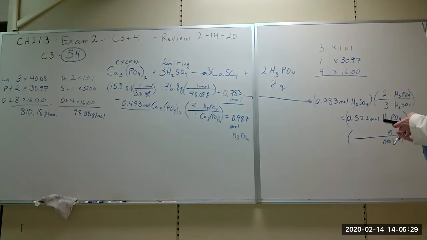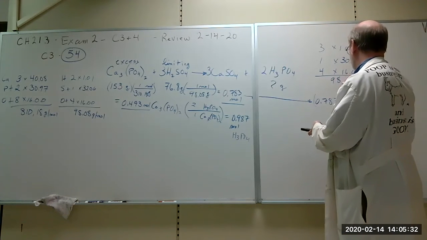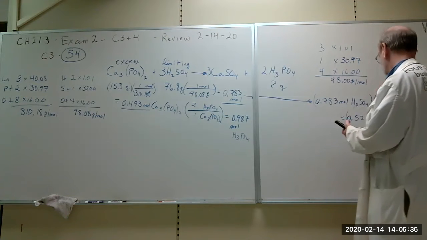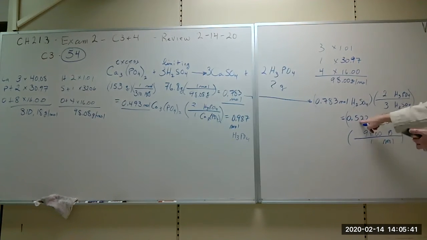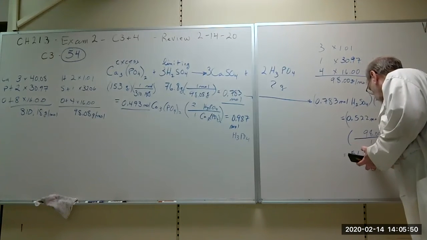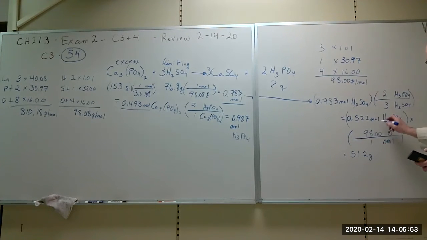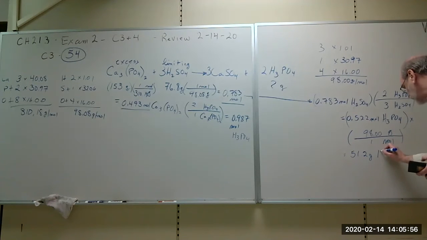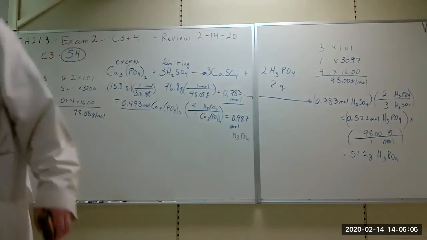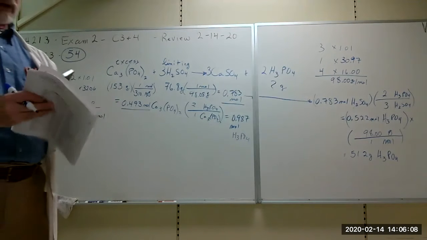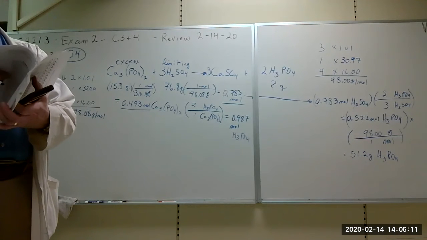And that's 98.00 grams per mole. Now, this is 98 grams per mole times that value is 51.2. 51.2 grams of H3PO4. Okay? Let's see if that came close to the right answer. 54. We'll go back. Find the problem.